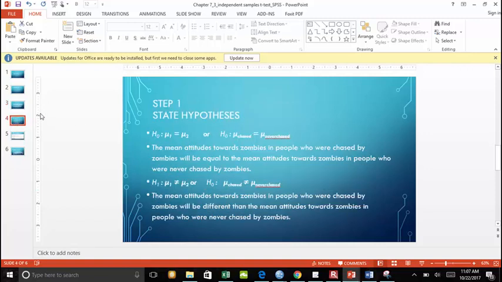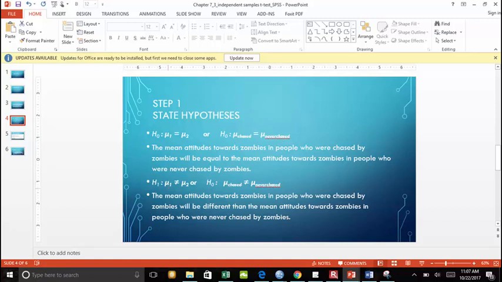As always, we start with our hypotheses. The null hypothesis is that the mean attitude towards zombies for group 1 would be equal to the mean attitude about zombies for group 2, or using the more descriptive subscripts, the mean attitude towards zombies for those who are chased would be equal to the mean attitude towards zombies for those who are never chased, right? The null hypothesis is there should be no effect of the independent variable, which in this case is being chased by a zombie or not. And so the two groups should have equal attitudes.